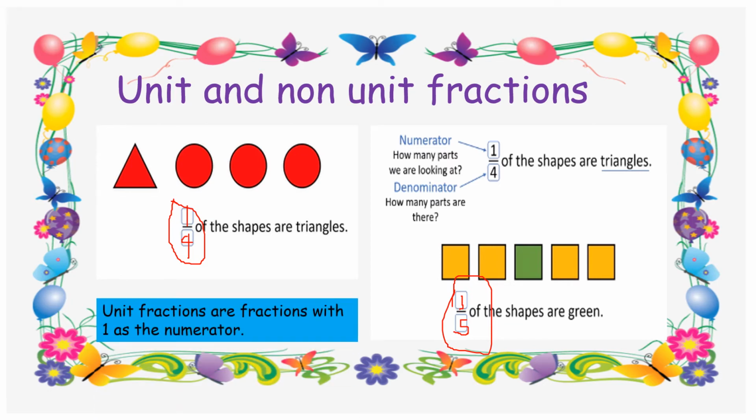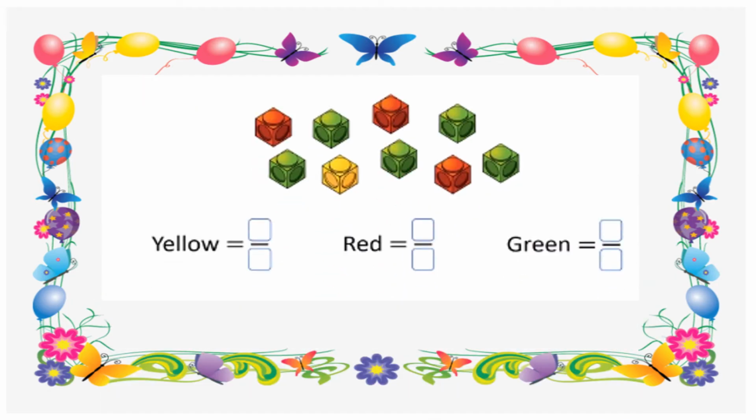Unit fractions are fractions with 1 as the numerator. Please do not forget this. Whenever you hear the word unit fraction, remember 1 represents units. So unit fractions are fractions with 1 as the numerator. Now have a go at this question. What fraction of these cubes are yellow? What fraction of these cubes are red? And what fraction of these cubes are green? Pause the video and have a go.